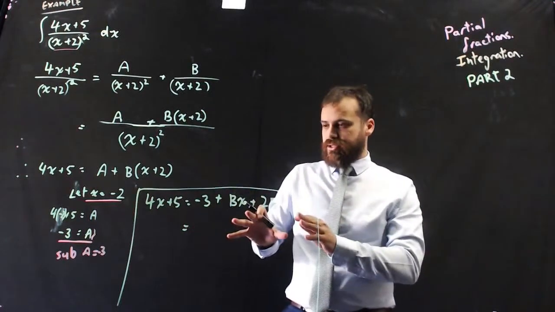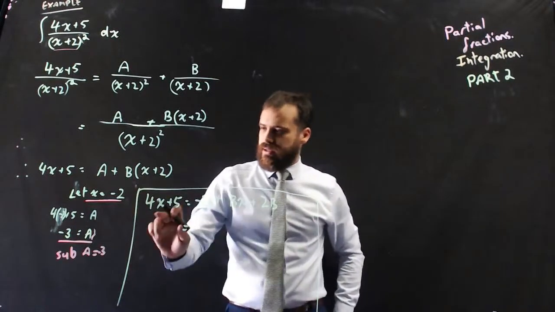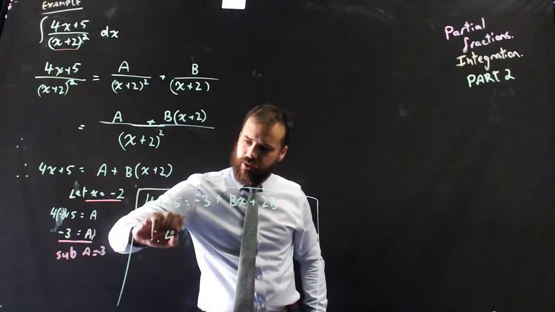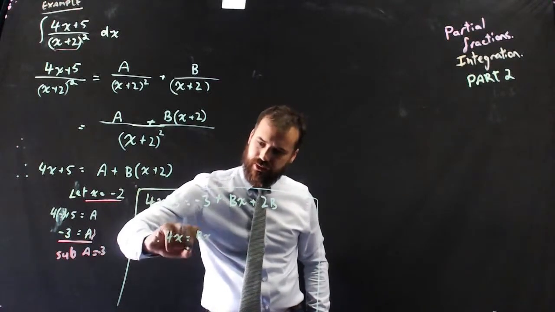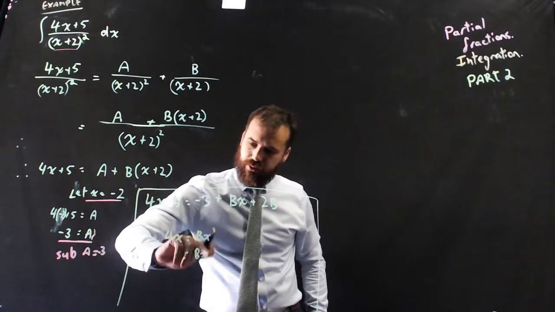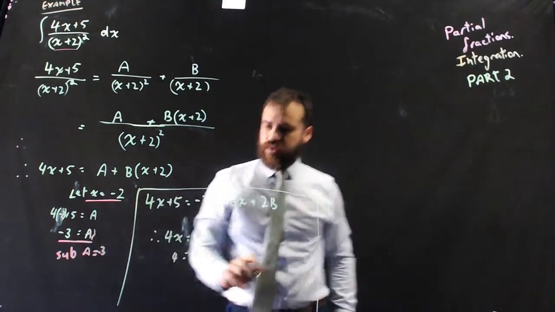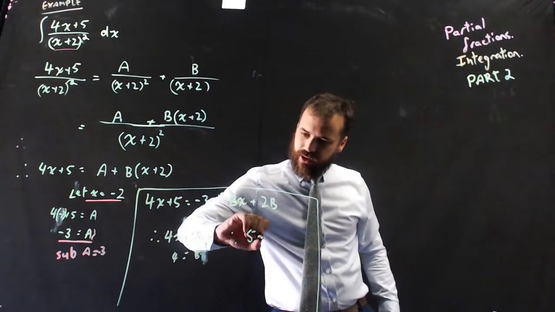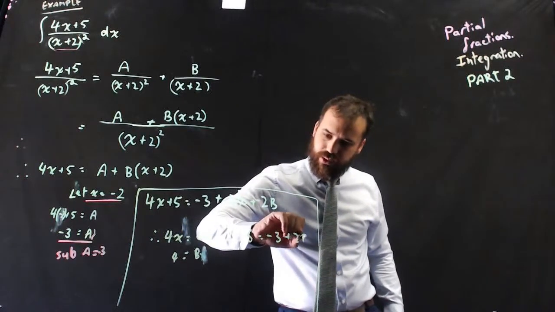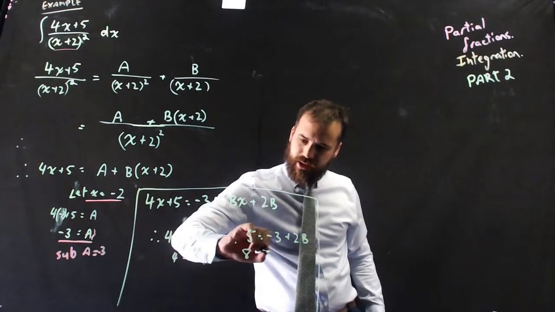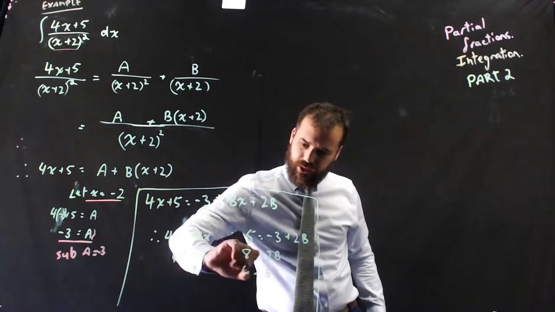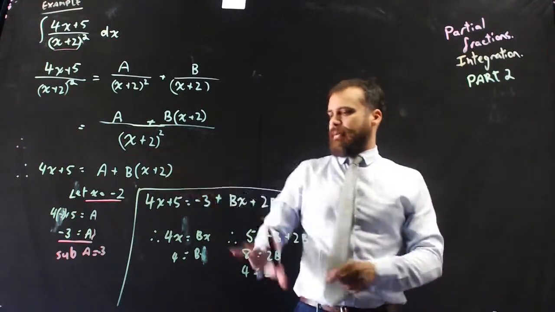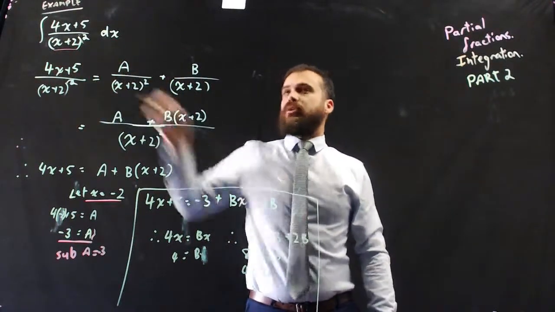So there's two ways to solve from here. You can equate the variable, so we can say, therefore 4x equals Bx, so therefore B equals 4. So there's one way to do it. You could have also said that therefore 5 equals negative 3 plus 2B, so 8 equals 2B, and B equals 4. So we can find B in two different ways, and that happens in this instance with the squared denominator.